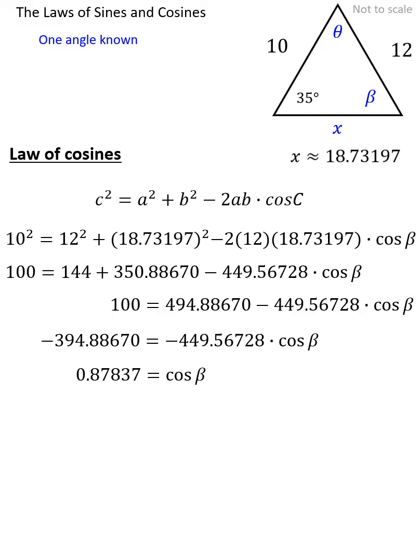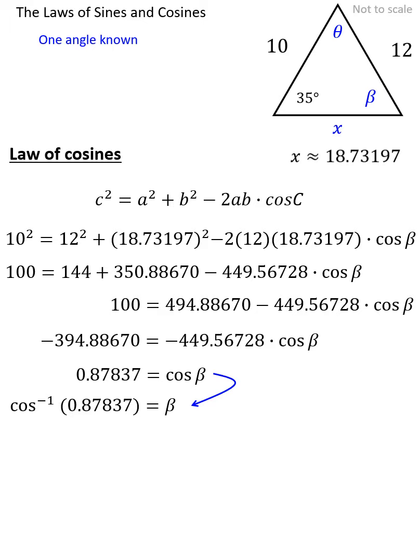At this point, I can solve for beta itself by simply applying the inverse cosine to both sides. But this raises an interesting question. Is this a valid move? Well, in general, no.